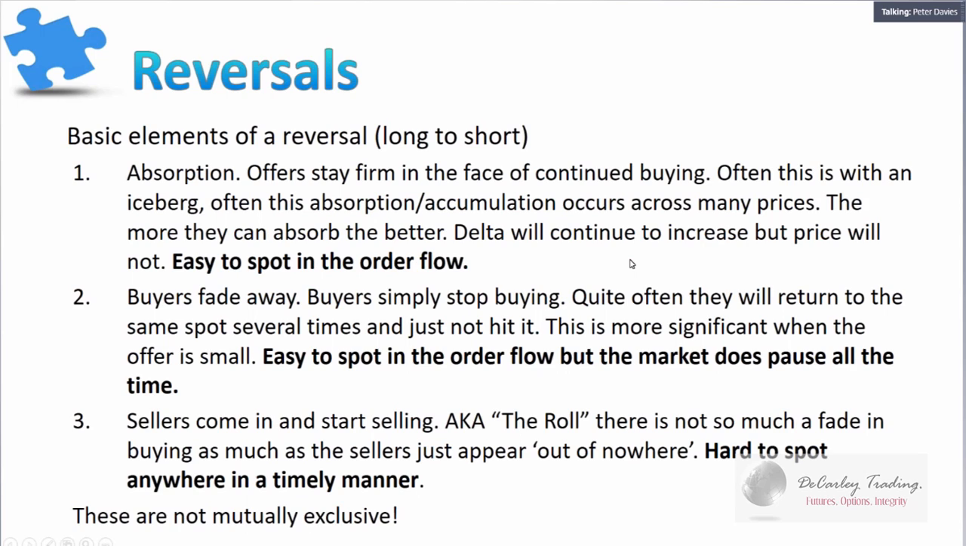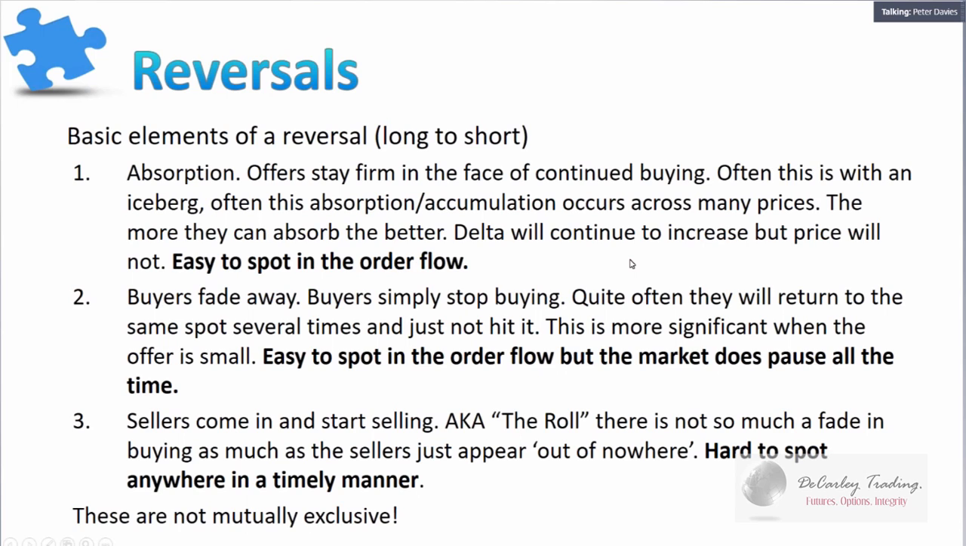Now, not all reversals have all 3 elements, but all reversals have 1 or more of them. And the market can only reverse with these three elements, and without them, it's not possible for the market to reverse. Okay. Now, some of these elements are easier to spot in the order flow than others, so let's consider them one by one. And for the sake of simplicity, let's just consider I'm talking about a long to short reversal, and just presume it's the same the other way around.